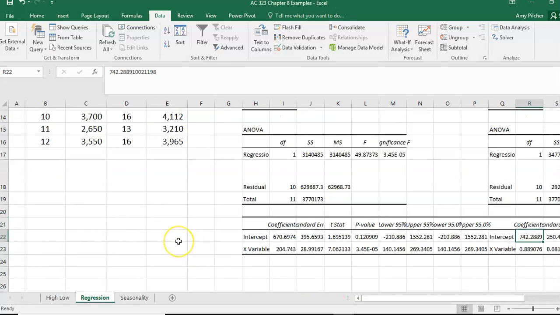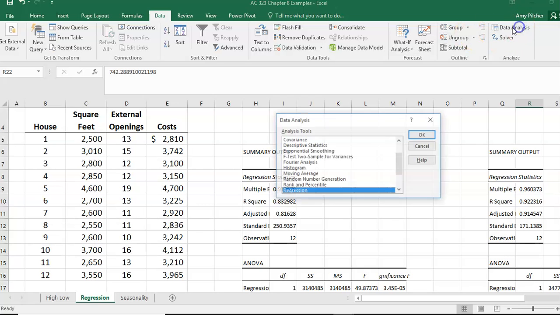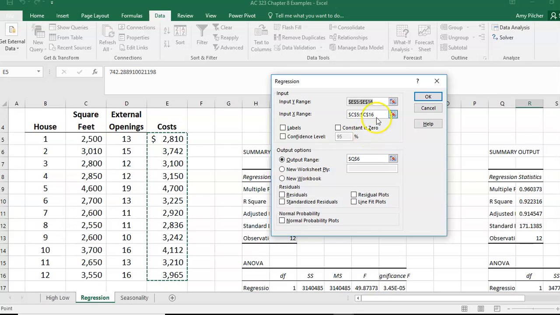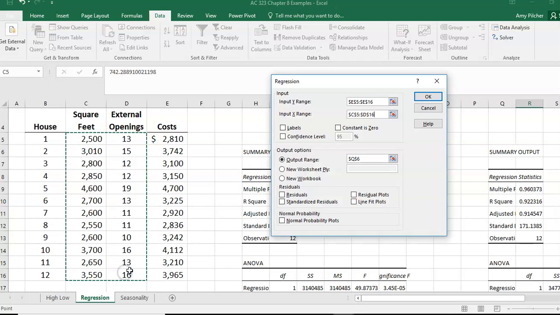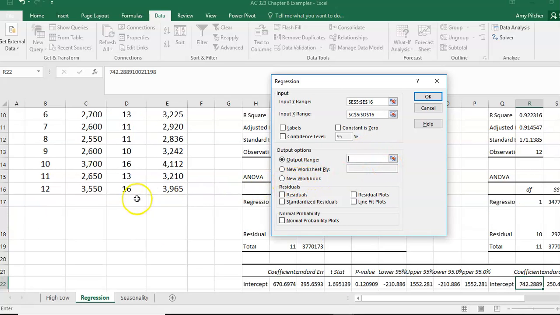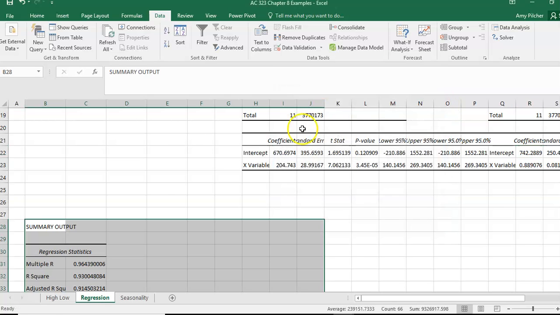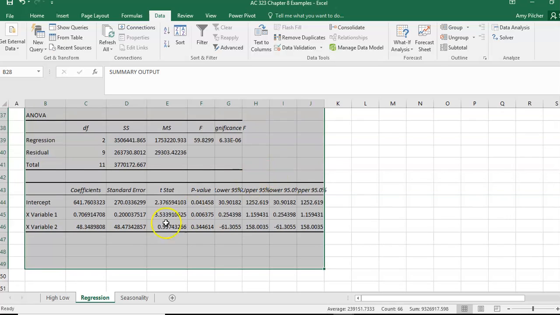Or we can create a multiple equation where we look at both of them together. So a multiple regression. We have total cost is still our Y range. We're going to look at square feet and openings together. We're going to select for our output range. Let's put that below here. So this is with both of them together.